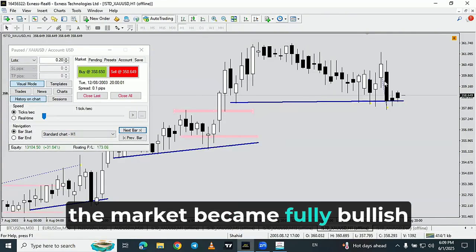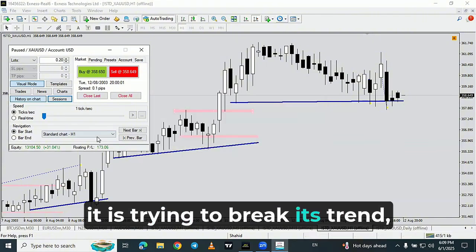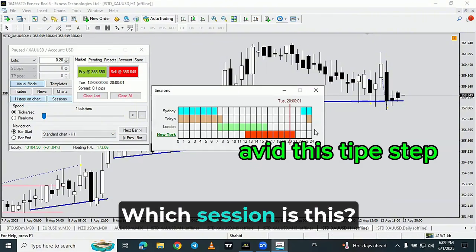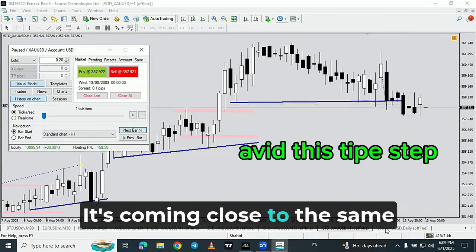See, the market became fully bullish because it is trying to break its trend. See here, it is trying to break its trend. So we wait for it further. Which session is this? It's the midnight session. So we'll give it here. It's coming close to the same zone.